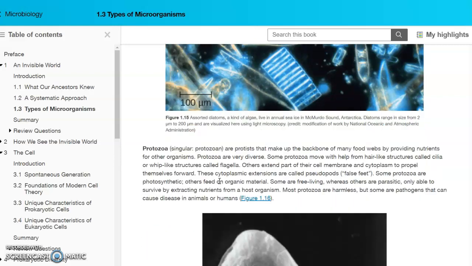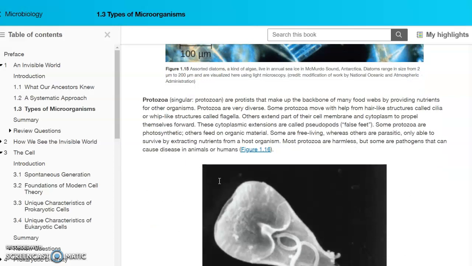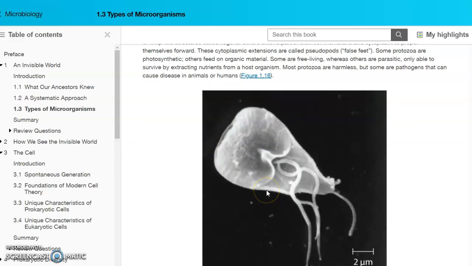Now, protozoans, the word protozoa means first animal. So the protozoans are more animal-like protists. They rely on others for food. They're not photosynthetic. Well, some of them are, but the majority are not. They're heterotrophic like we are. They depend on other sources of nutrition. Most protozoa are harmless, but we will talk about a few that are pathogenic that do cause some very important diseases in animals and humans.